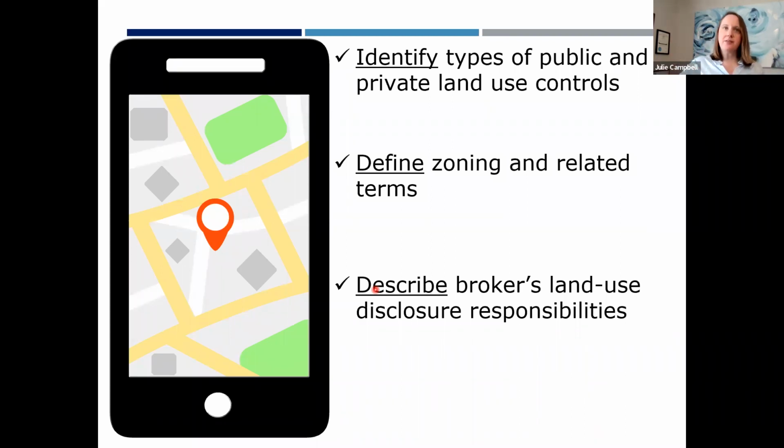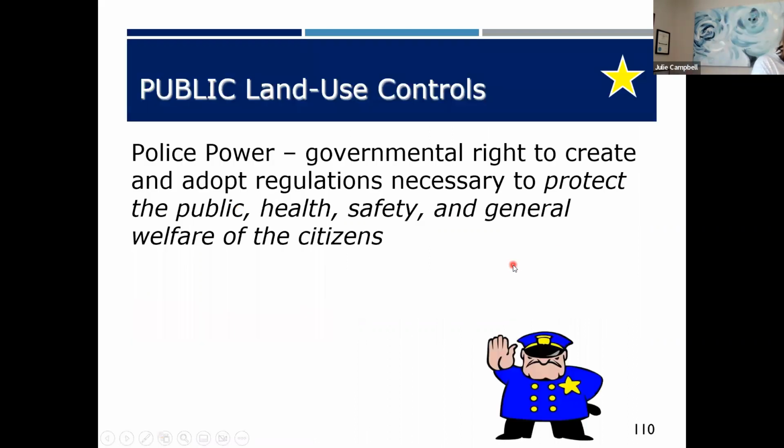So the first piece of Unit 6 is talking about public land use controls. These are public land use controls. They are created for the public. They're enforced by law enforcement, by the police.